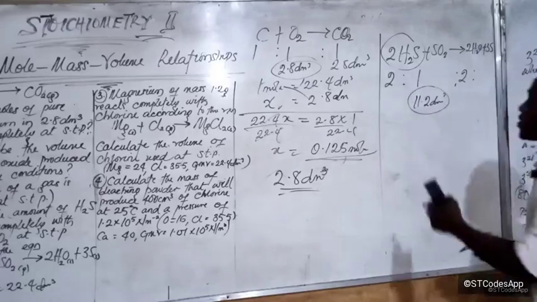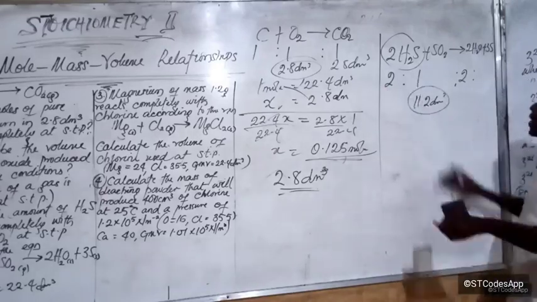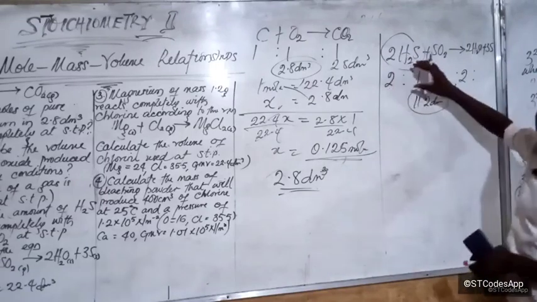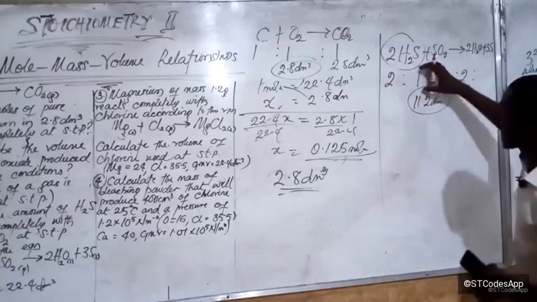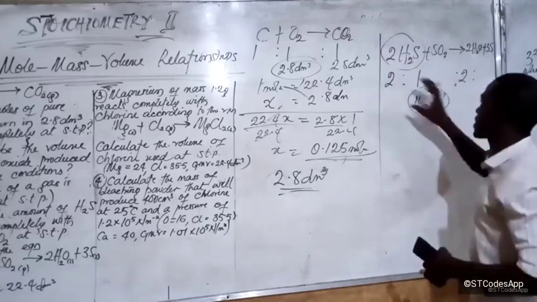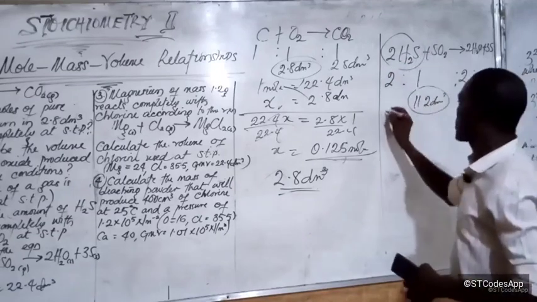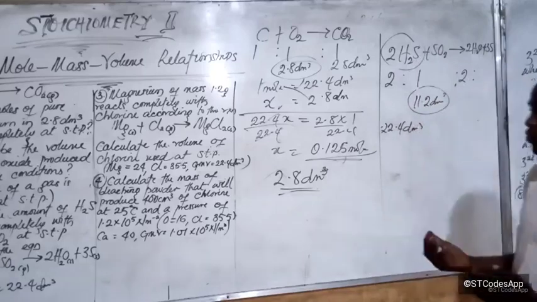Is that okay? Because this one is one quantity, 2 quantities of this and 1 quantity of this is reacting. So if we are starting with 11.2 dm cube, we'll be needing double of that for this, so that is 22.4 dm cube. So honestly, you don't want to solve this question.